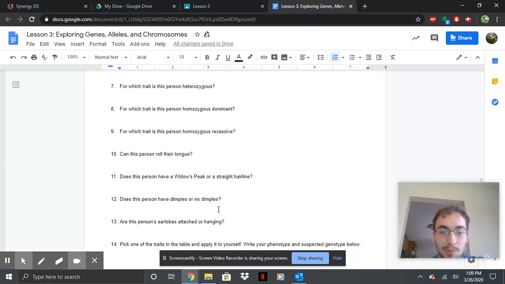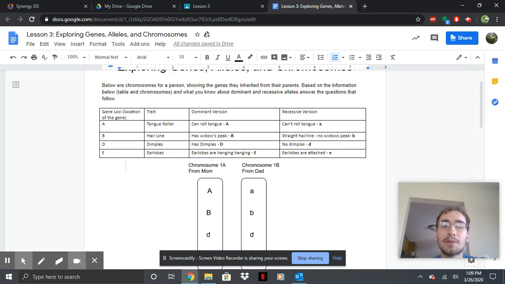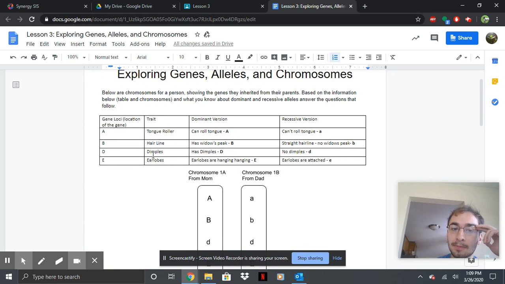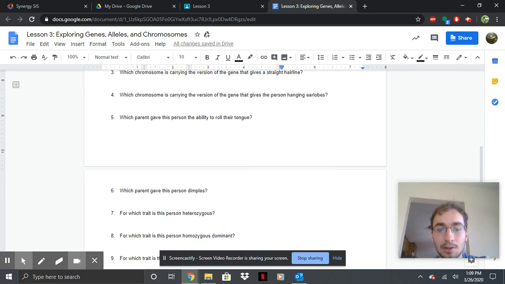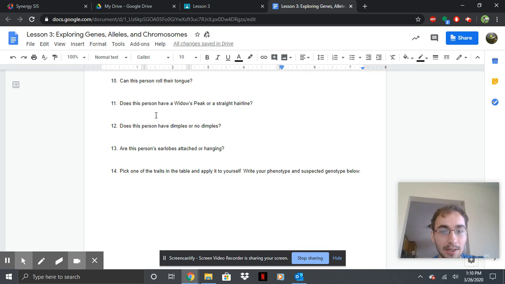Does this person have a widow's peak or a straight hairline? That's number 11. So how I solve this one, I look up at the table. I look for hairline. For hairline, widow's peak is capital B. Straight hairline is lowercase b. So let's look at what they have. They have a capital and a lowercase. So remember, if they ever have a dominant letter or a capital letter, then they're going to have that trait. So this person has a capital B, so that's going to be widow's peak, and that'll be the answer.